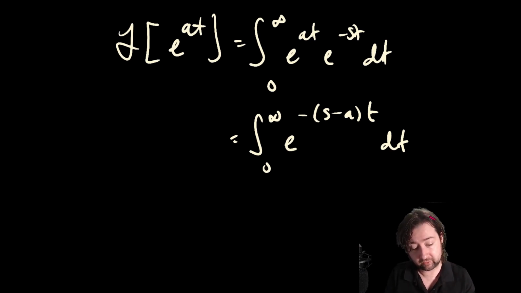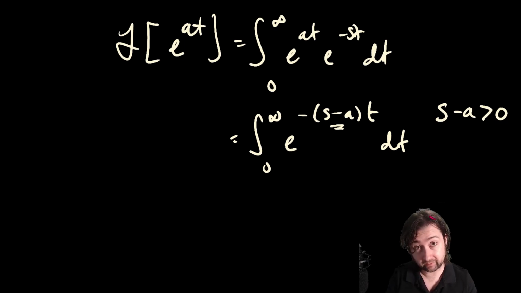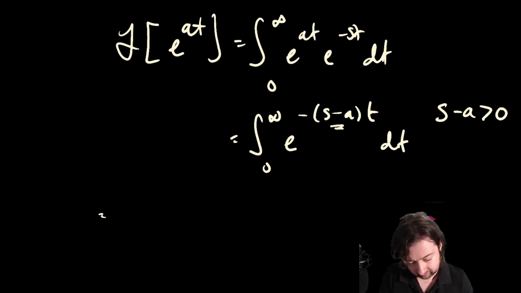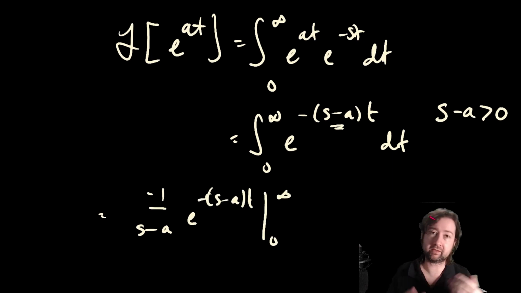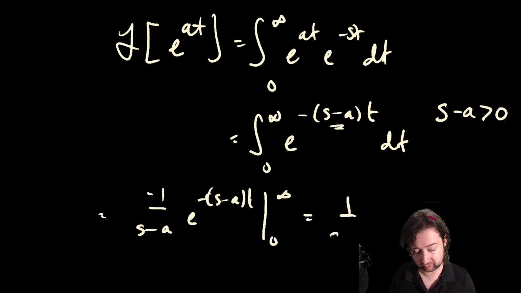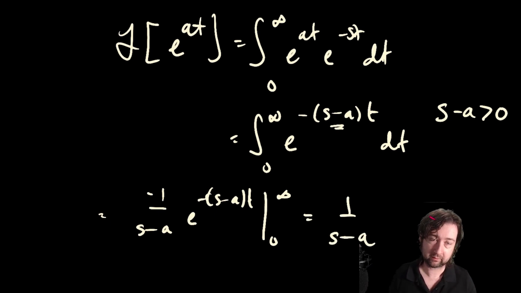If this integral is going to converge, it had better be the case that s minus a is positive, because otherwise this exponent is going to be positive and the whole thing is going to diverge. So s minus a has to be positive in order to force the exponent to be negative. Now, if you evaluate this, you end up with minus 1 over s minus a, times e to the minus (s minus a)t evaluated from 0 to infinity. The typical limit argument is going to get you that this is equal to 1 over s minus a.